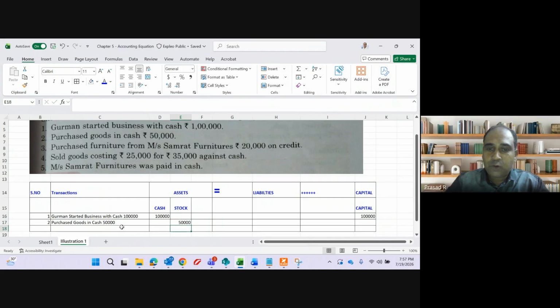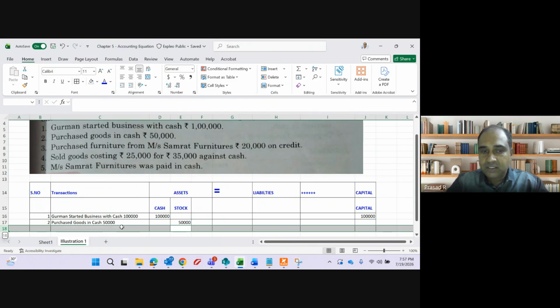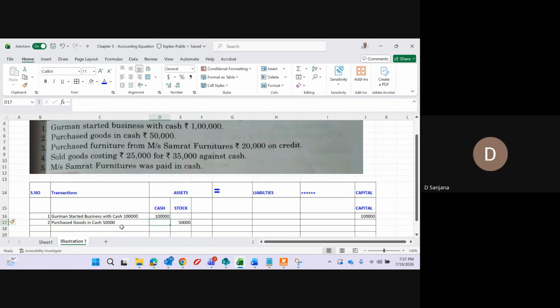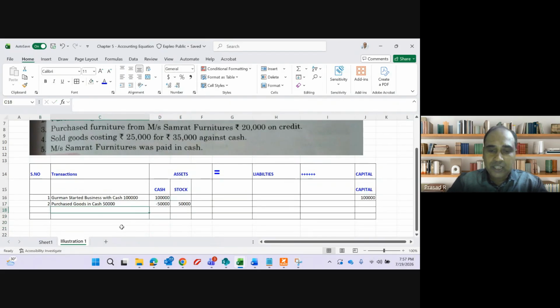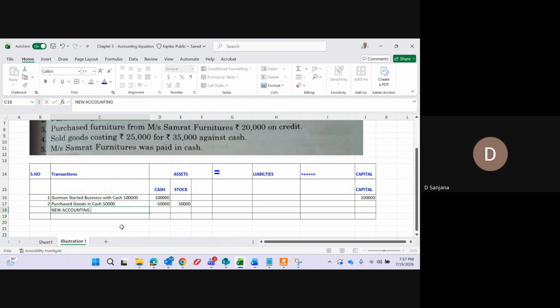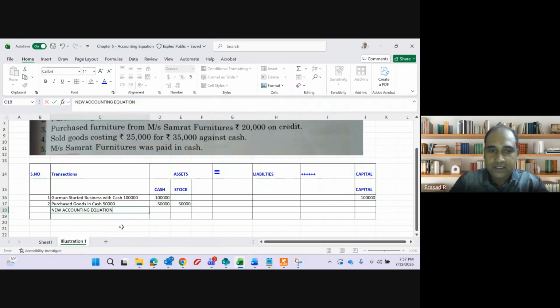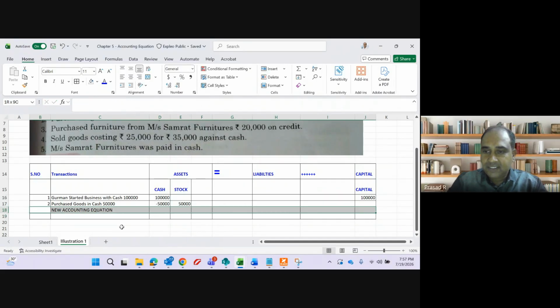And what is the next impact? Every transaction has 2 impacts. What will happen to my cash? It will decrease. Cash account, minus 50,000. Fantastic, guys. So what is the next step? New accounting equation. This is the next step, guys. You are doing very good, all of you.